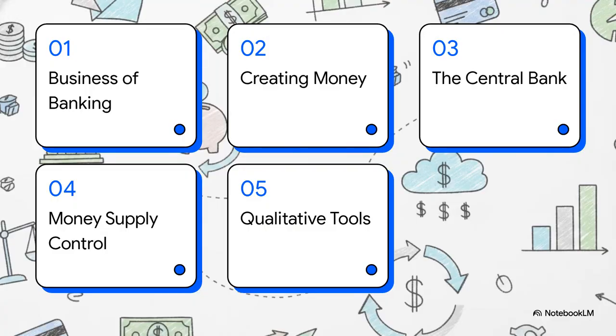So here's our roadmap for this explainer. First, we'll look at the business of banking. Second, how banks actually create money. Third, we enter the central bank. Fourth, controlling the money supply. And finally, number 5, those incredibly targeted qualitative tools used for directing the flow.